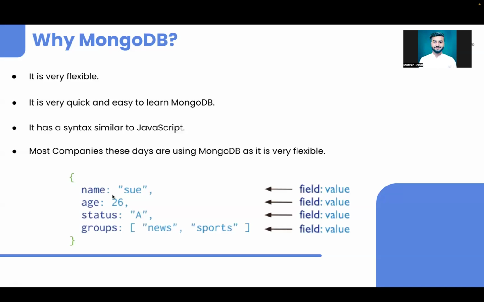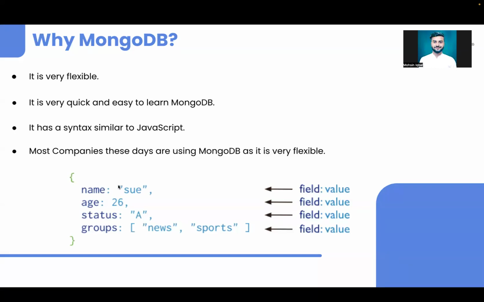Yes, it looks like a JavaScript object, right? Literally, MongoDB stores the data in the same way. In JavaScript it's called key-value pairs, a key and a value, but in MongoDB it's called a field and a value. Understandable, folks? Right now, most companies are using MongoDB as it is very, very flexible.